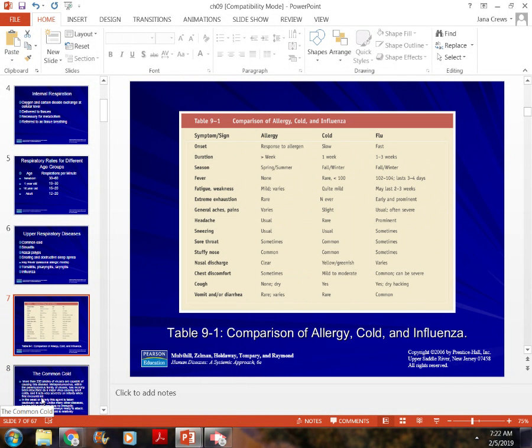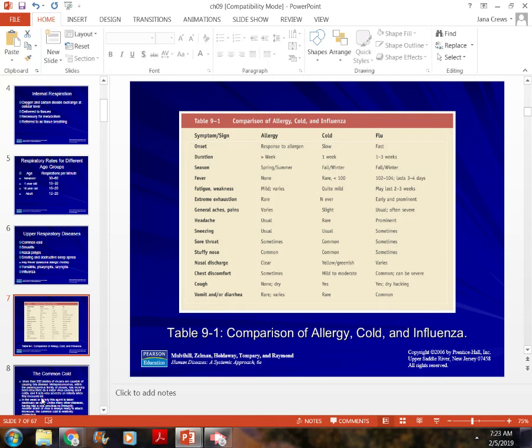This particular slide compares all of those different things based on what you see along with them: allergy, cold, and flu, what their onset is, how long the duration is, what season you see it the most, do you run fever with it. So know those, be able to compare those, be able to know which ones of those are signs and symptoms of allergy, cold, and flu. That way you can be able to determine the difference.